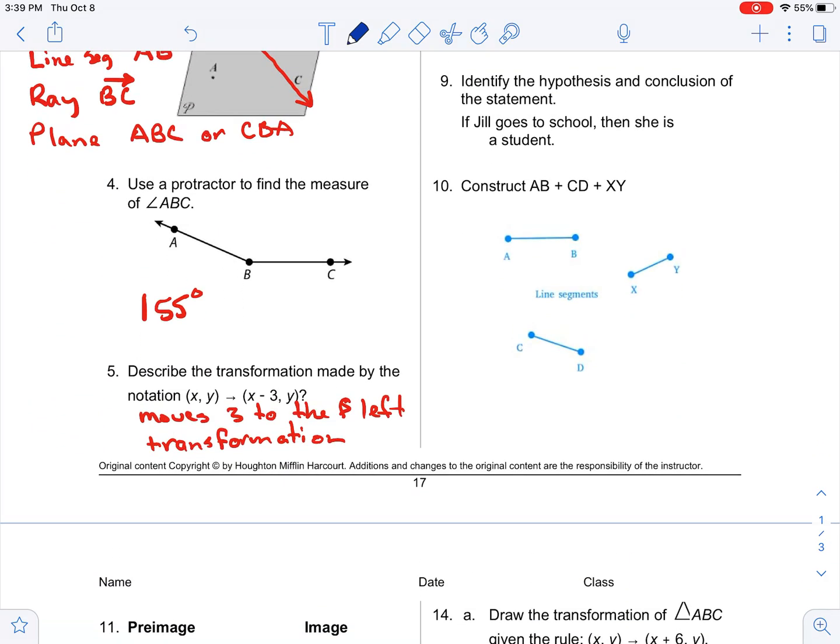Identify the hypothesis and the conclusion. Okay, so the hypothesis is Jill goes to school. And the conclusion would be she is a student.